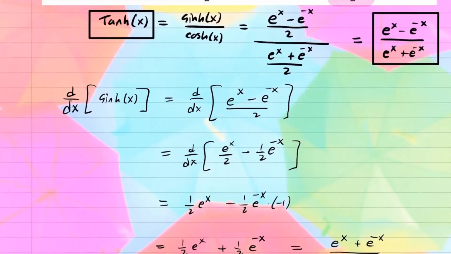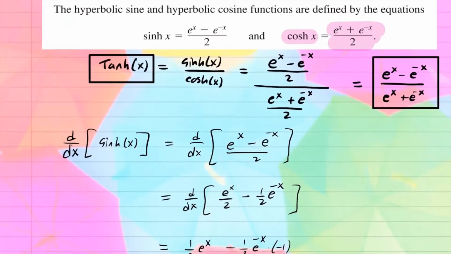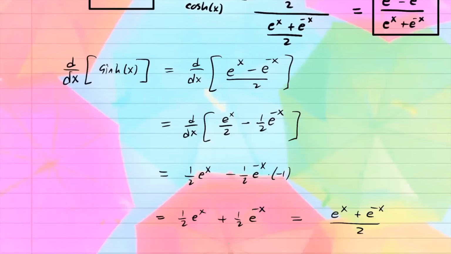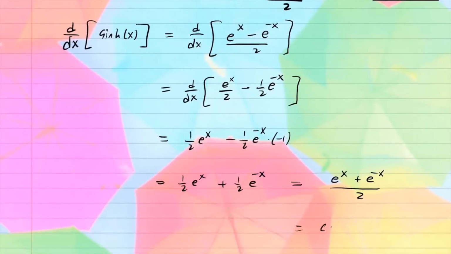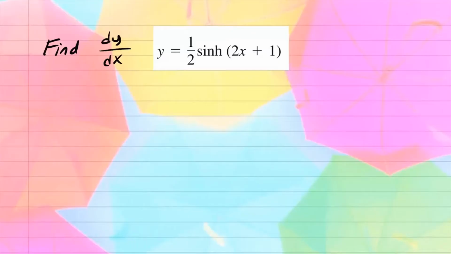Now, if you look at our definition, that looks like the cosine hyperbolic right here, which means that the derivative of sinh is really cosh of x. So we can say that the derivative of sine hyperbolic is cosine hyperbolic. You can also do the same thing for cosh, take its derivative, and you can do the same thing for the remaining trigonometric hyperbolic functions. So let's go ahead and find dy/dx for this given function.